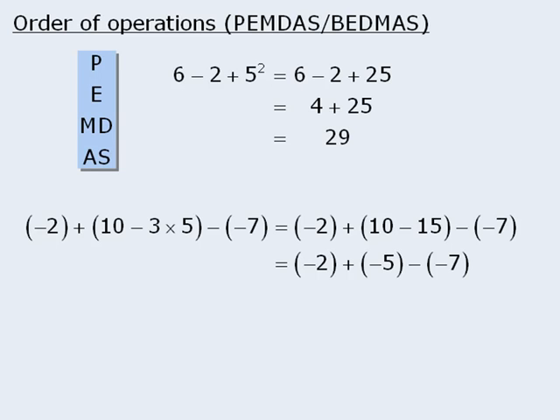At this point, our two remaining operations are addition and subtraction. Since addition and subtraction have the same level of importance, we must tackle them from left to right. So first we have negative 2 plus negative 5, which equals negative 7. And finally, negative 7 minus negative 7 is equal to 0.